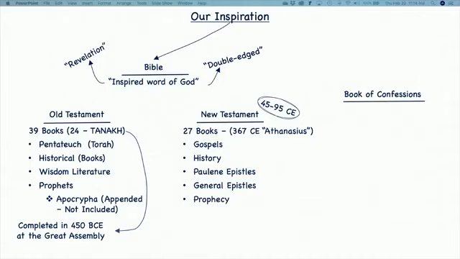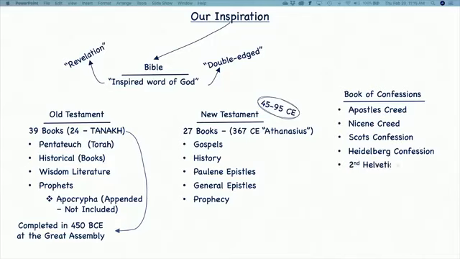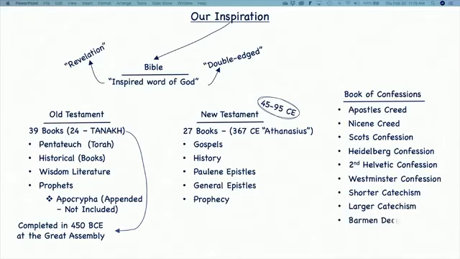Okay, and then for Presbyterians, on top of that, the foundational document is the Bible. Then on top of that, we have as our inspiration the Book of Confessions. That includes the Apostles' Creed, the Nicene Creed, the Scots Confession, the Heidelberg Confession, the Second Helvetic Confession, the Westminster Confession, the Shorter Catechism, Larger Catechism, the Barmen Declaration, the Confession of 1967, and then the Belhar Confession. Those are in almost date order, oldest to newest.